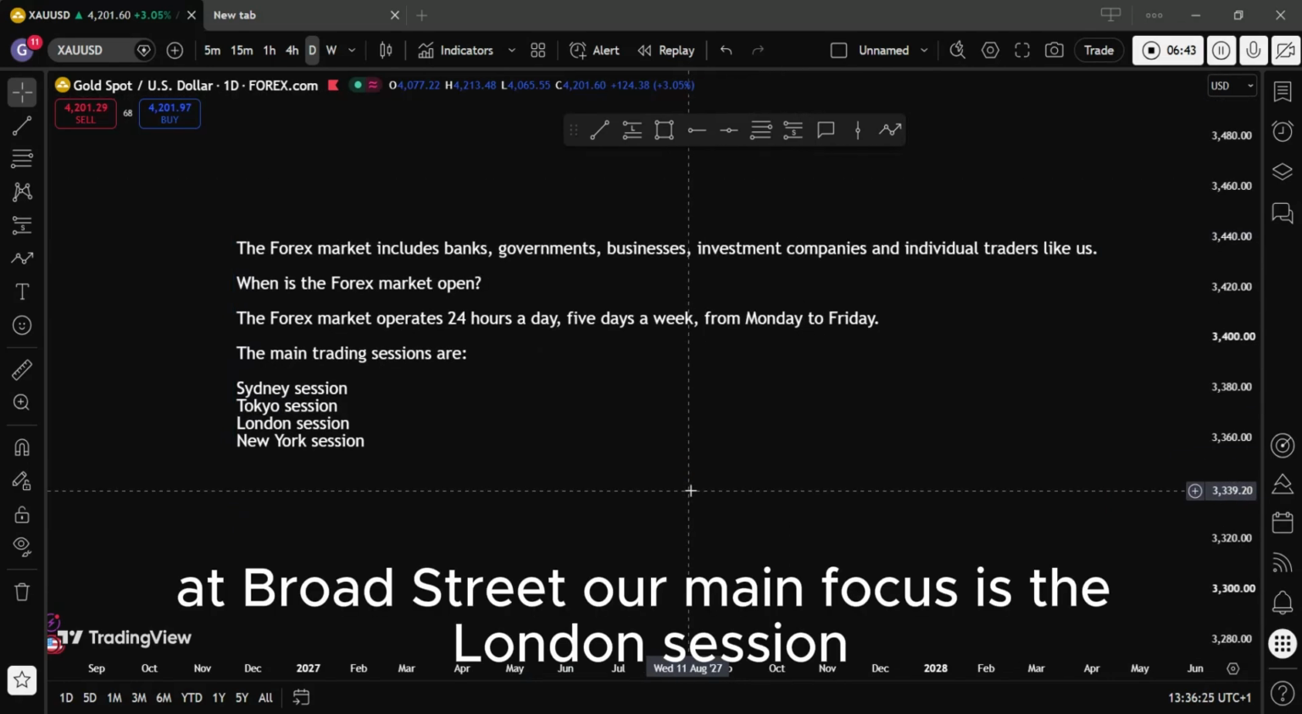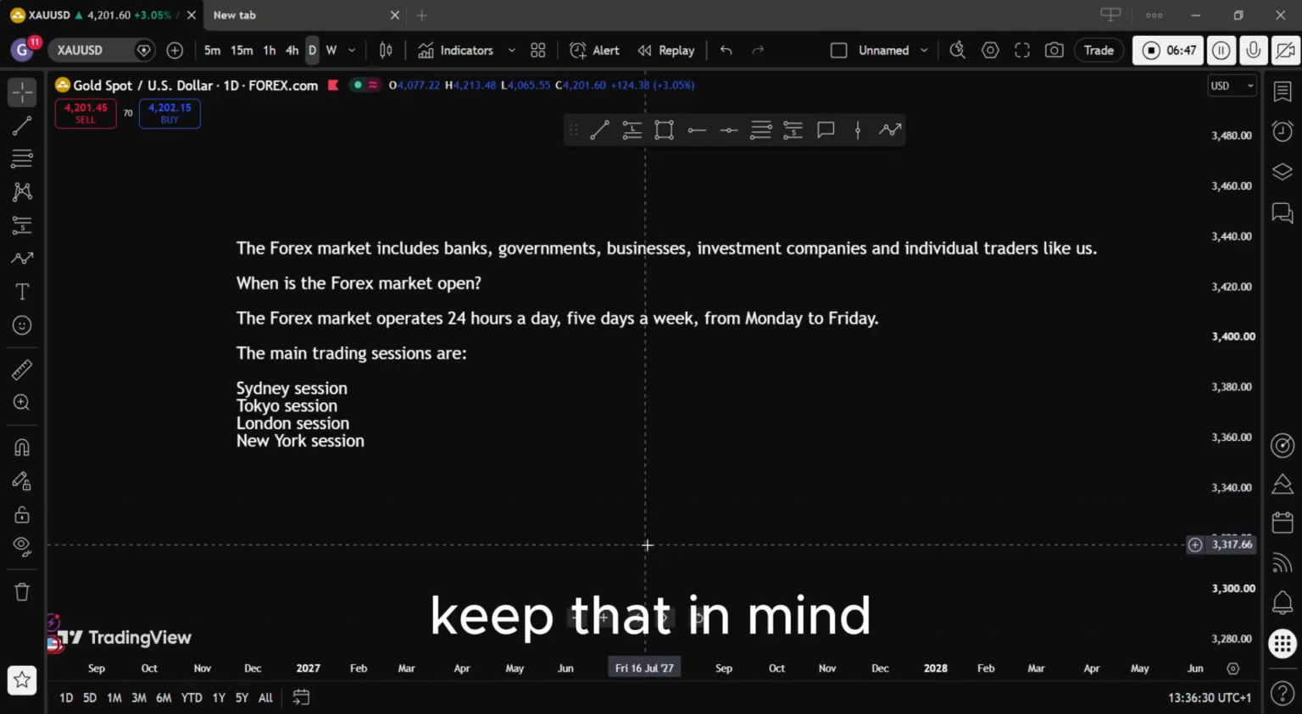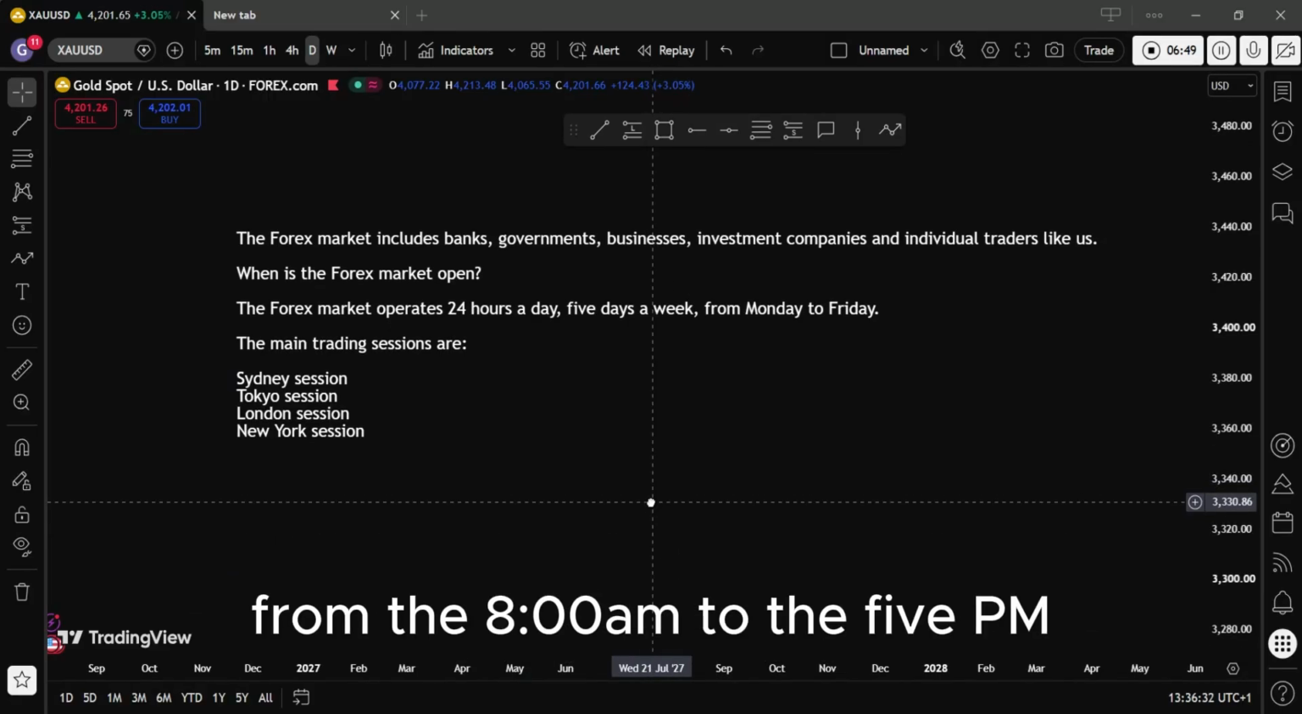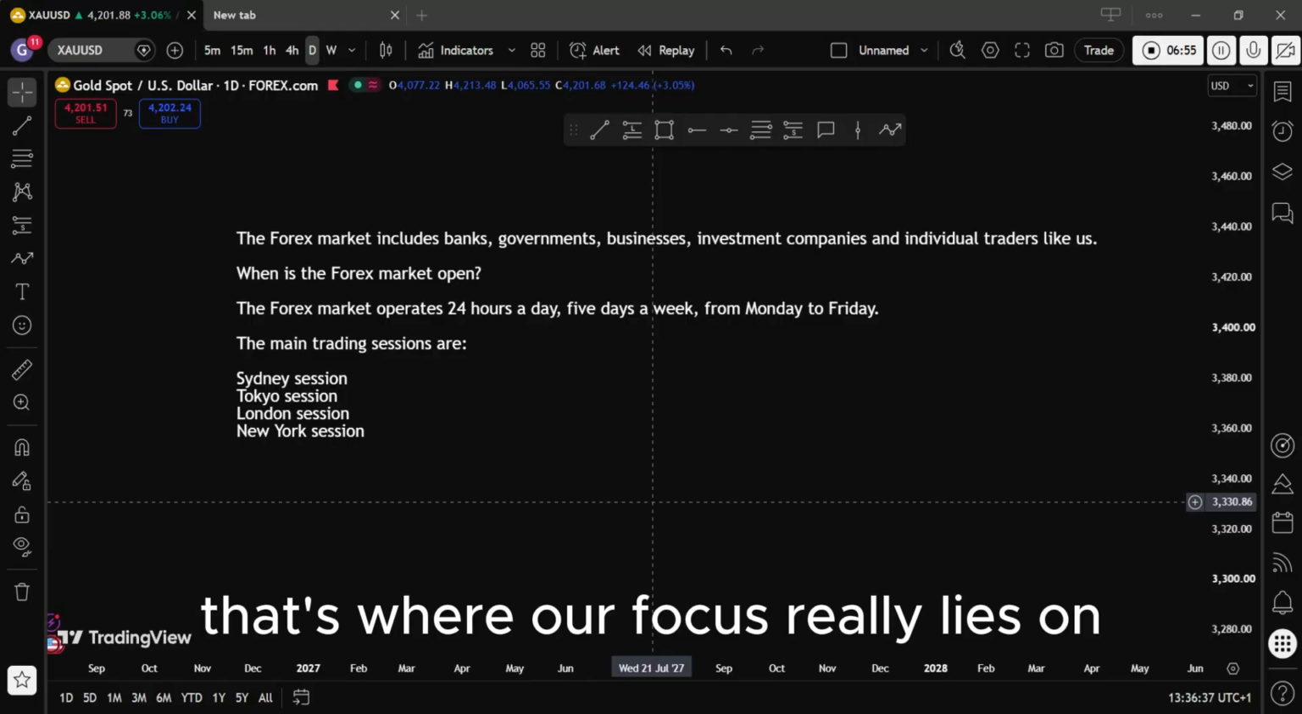At Guard Street, our main focus is the London session. Keep that in mind. From 8 a.m. to 5 p.m., that's where our focus really lies.